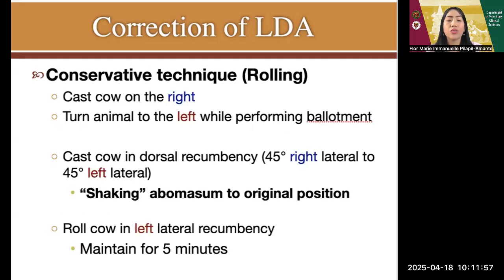There are two ways to treat left displaced abomasum. The first is the conservative technique, which is just rolling the animal back and forth. The cow will be cast on the right side and turned to the left while performing the ballottement. Then she will be in dorsal recumbency and turned left and right as if shaking the abomasum into place. The cow will then be rolled into left lateral recumbency and remain in that position for 5 minutes.